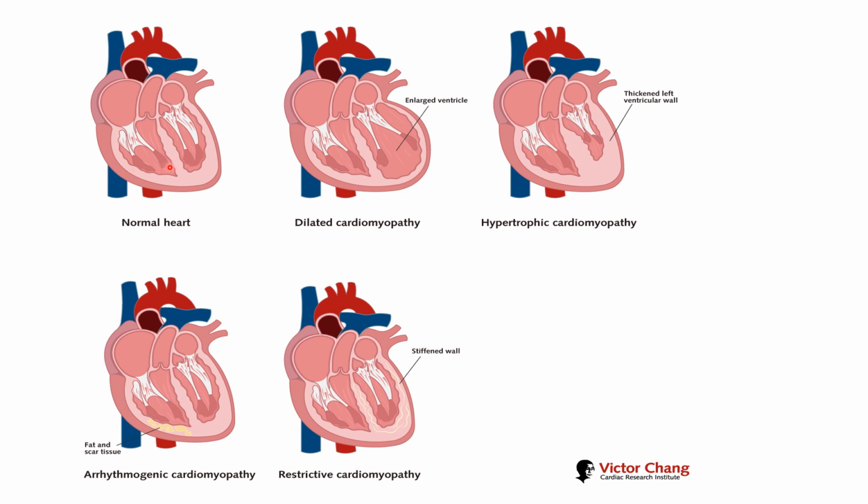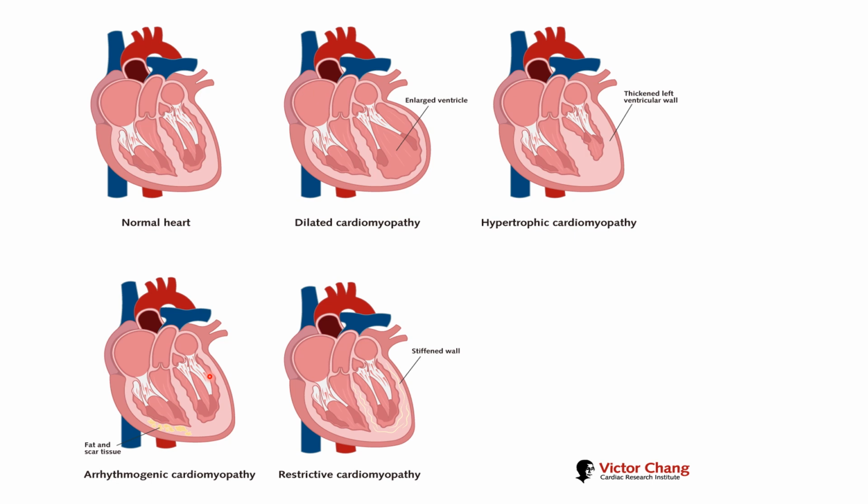This is the normal heart, and this is dilated cardiomyopathy, where we have an enlarged ventricle. As you can see, the cardiac muscles are overstretched and the ventricle is ballooned up. Then we have hypertrophic cardiomyopathy, which has a thickened left ventricle wall. This is the thickened left ventricle wall.